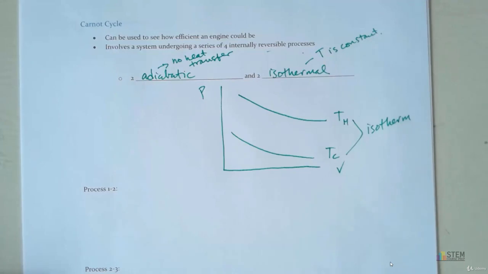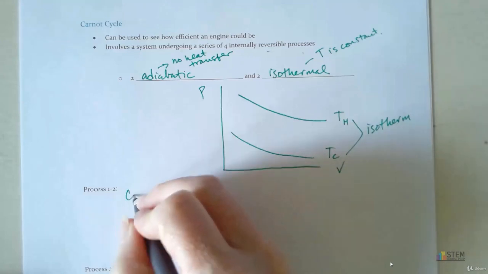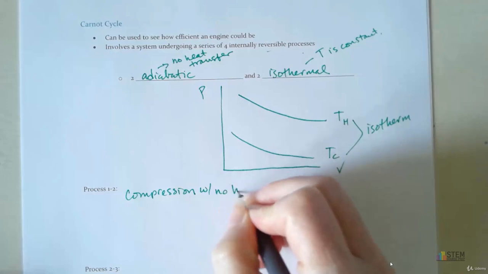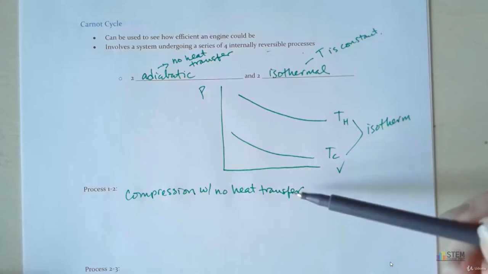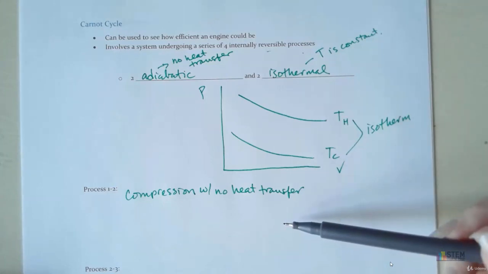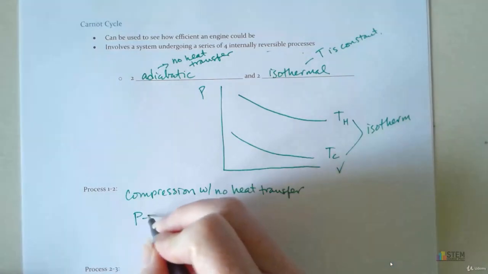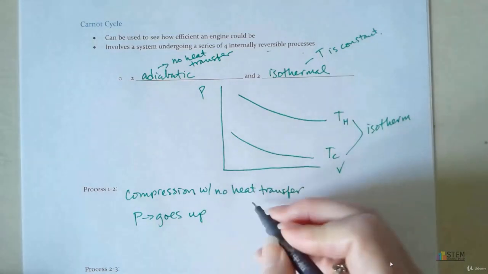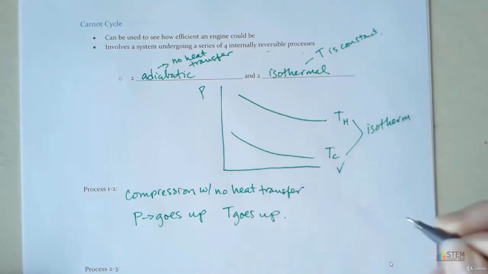Now, process 1 to 2. This part of the Carnot cycle is going to be a compression with no heat transfer. So that's what's going to happen in this process, going from state 1 to 2. Now, if we've got compression, what do we think is going to happen with the pressure? That's right. So pressure is going to go up, and even though we don't have any heat transfer, our temperature goes up.